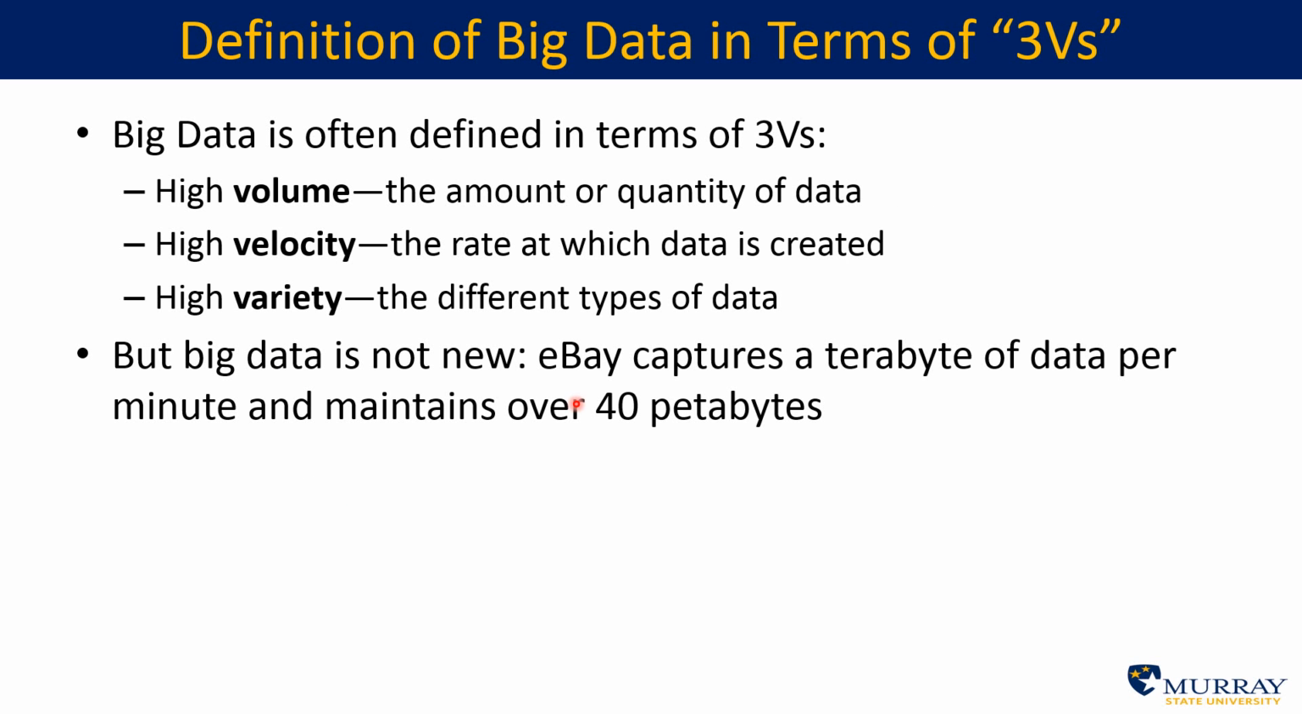So what is big data? Once again, after talking about all those background details about big data, let's try to define what big data is. A lot of people define big data in terms of the 3 V's, meaning it's data characterized by high volume, which refers to the amount or quantity of data, high velocity, meaning the rate at which data is created, and high variety, meaning the different types of data that are captured and stored, like audio data, textual data, video data, and so forth.